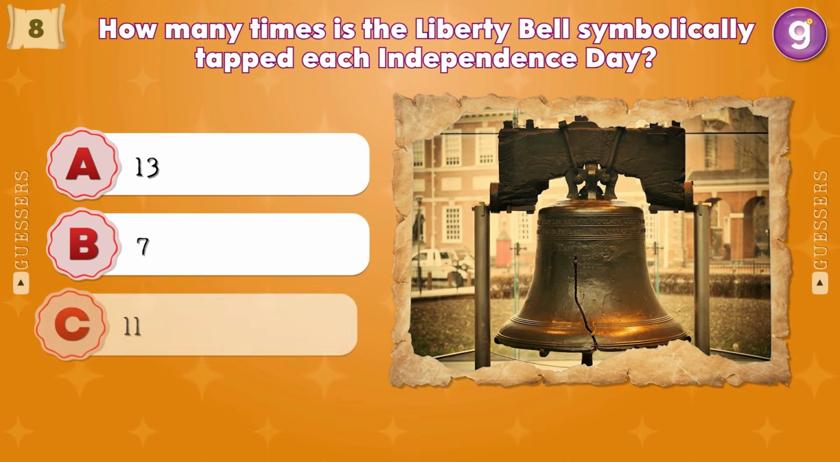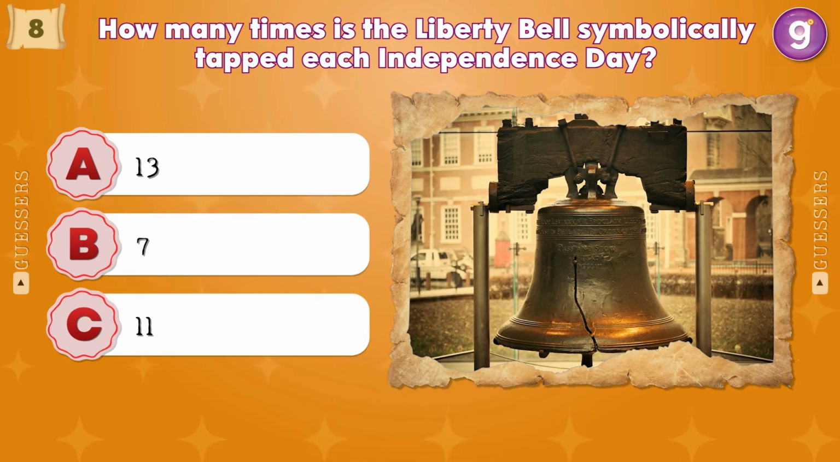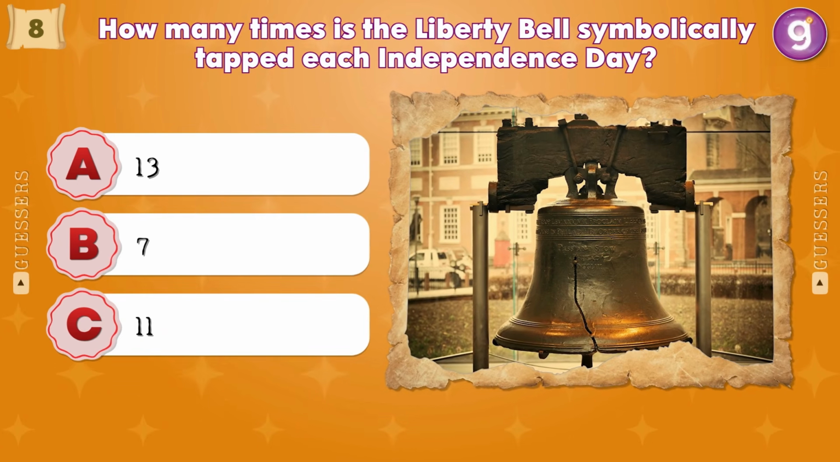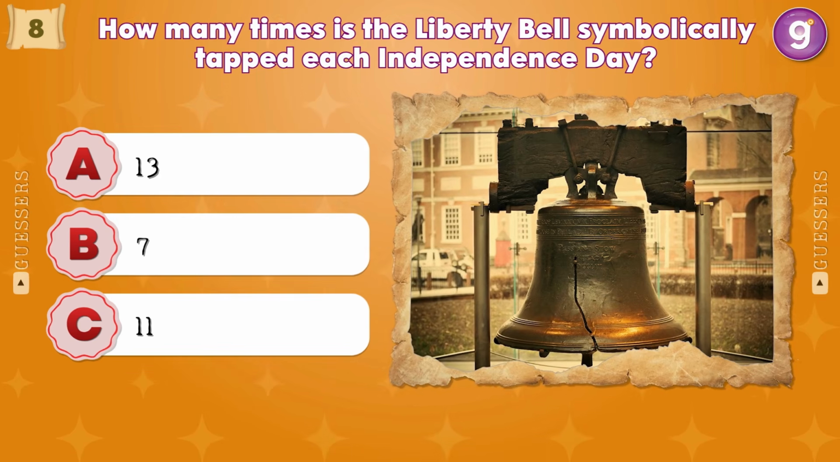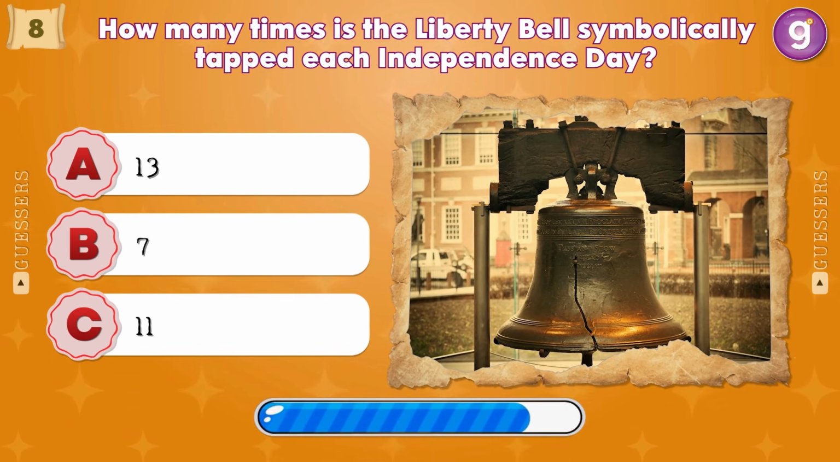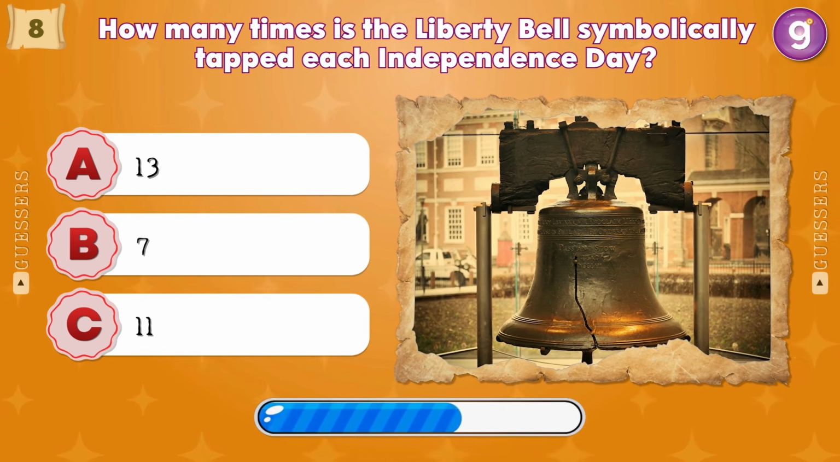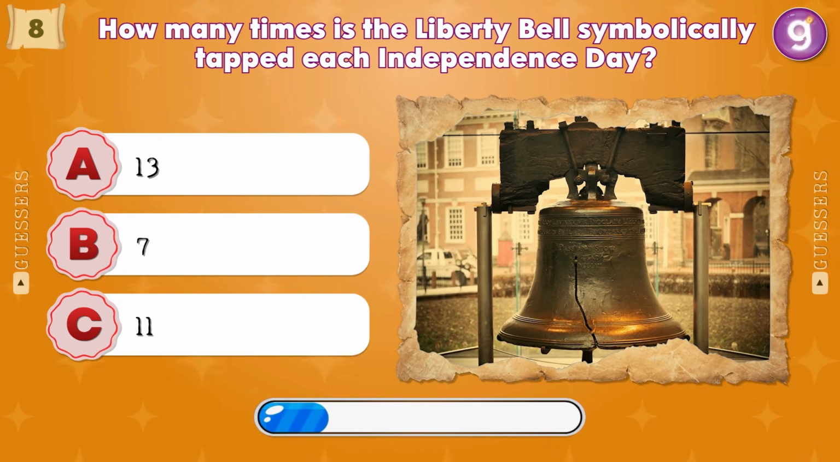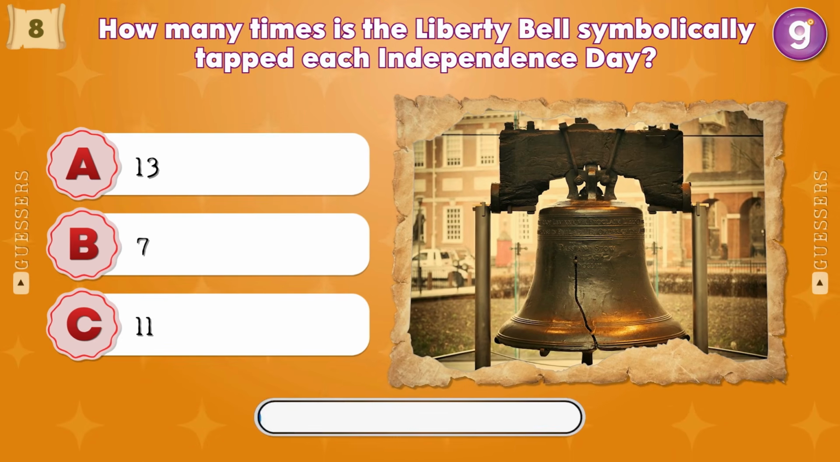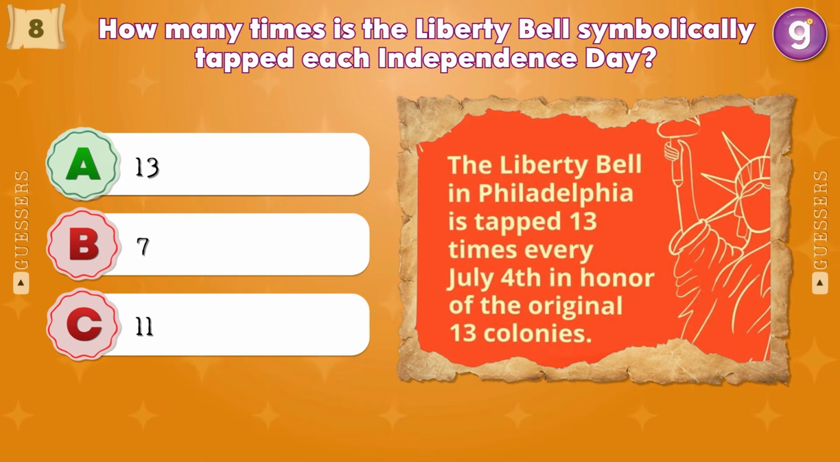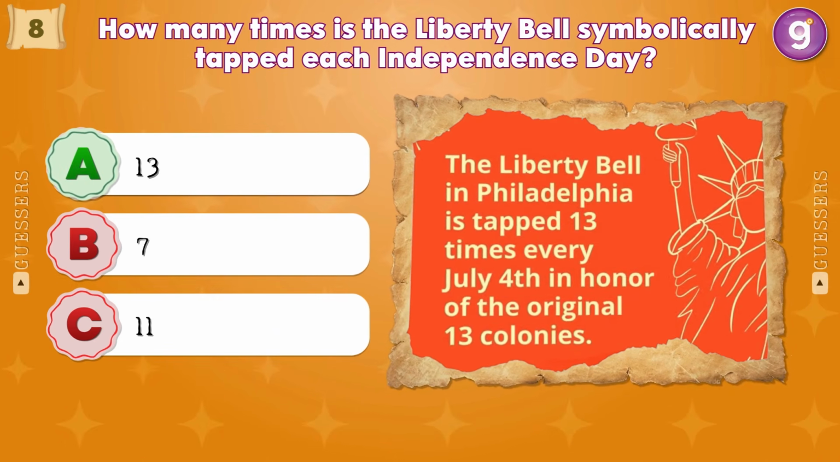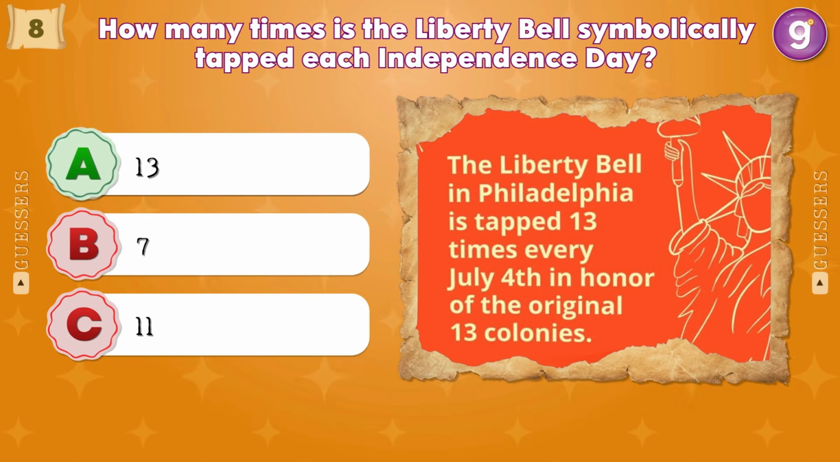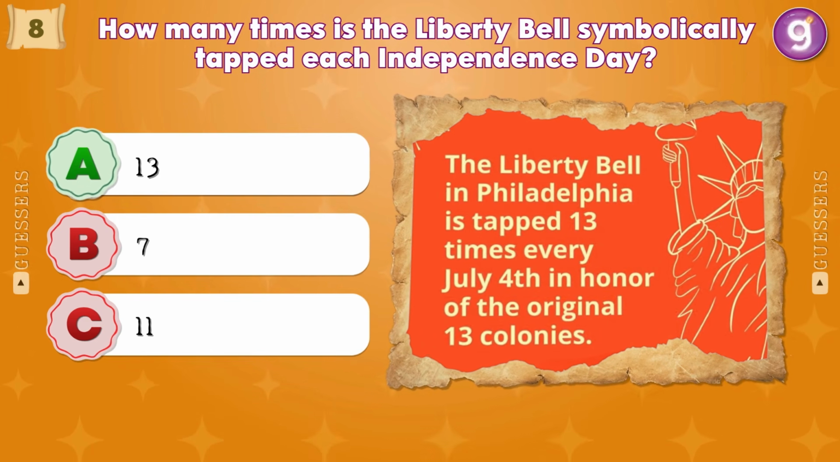How many times is the Liberty Bell symbolically tapped each Independence Day? 13, 7, or 11? The answer is 13. Each tap represents one of the original 13 colonies that declared independence.